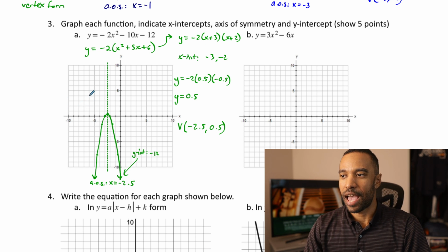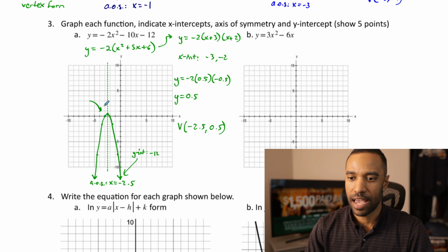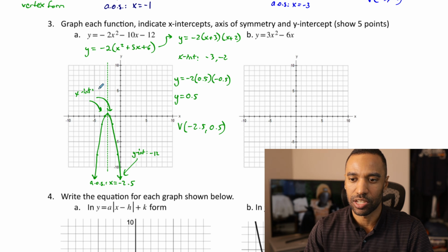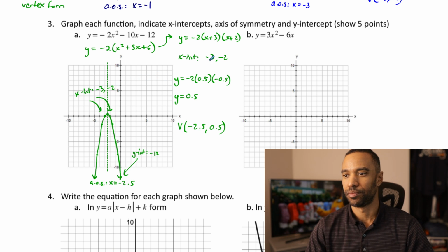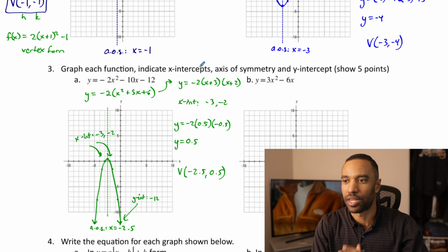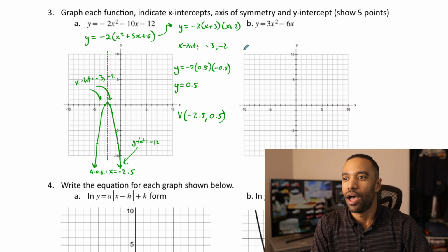Indicate, oh, it says indicate x-intercepts, axis of symmetry, and y-intercepts. I did not see that instruction separately. My x-intercepts, and maybe this is where they wanted you to factor. Shoot, I should have probably looked at that. X-intercepts are -3 and -2. Oh, I already wrote that. Axis of symmetry, okay, I think I got it. I didn't need to write the vertex this time, apparently.